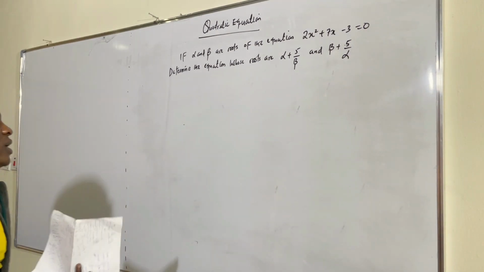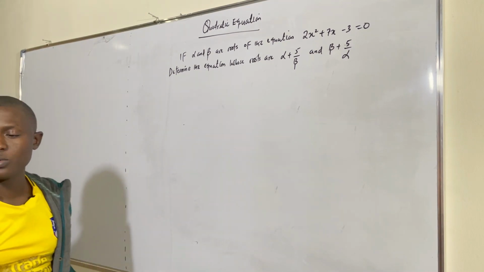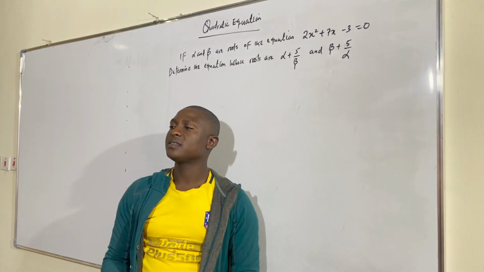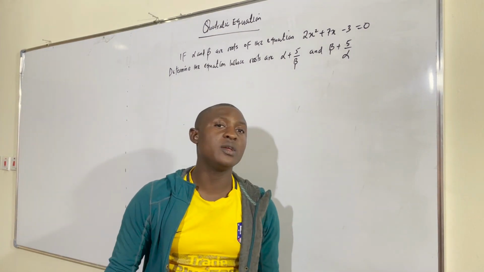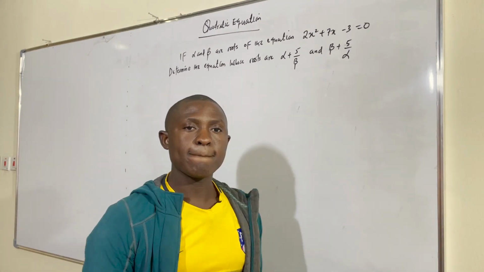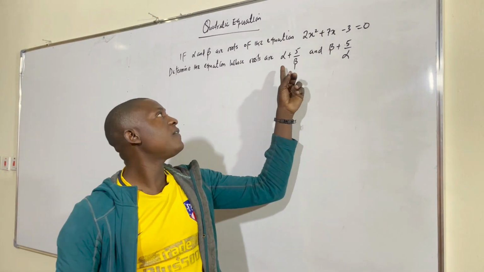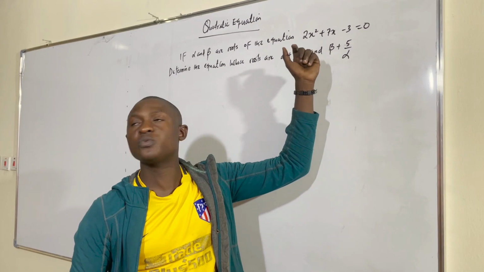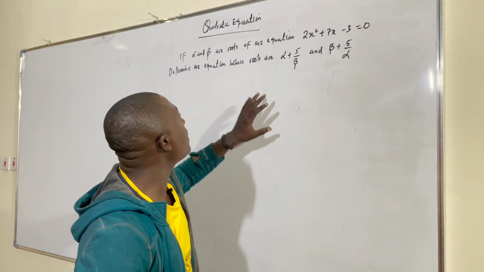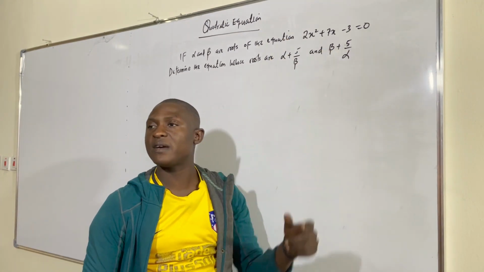If you look at this, we are given the options. Well, let's firstly approach it, either with simple logic or any other way. Just follow the same process, the same pattern on how we can approach the problem. We are given the equation 2x squared plus 7x minus 3 is equal to 0, and we are asked to find the equation whose roots are alpha plus 5 over beta and beta plus 5 over alpha.